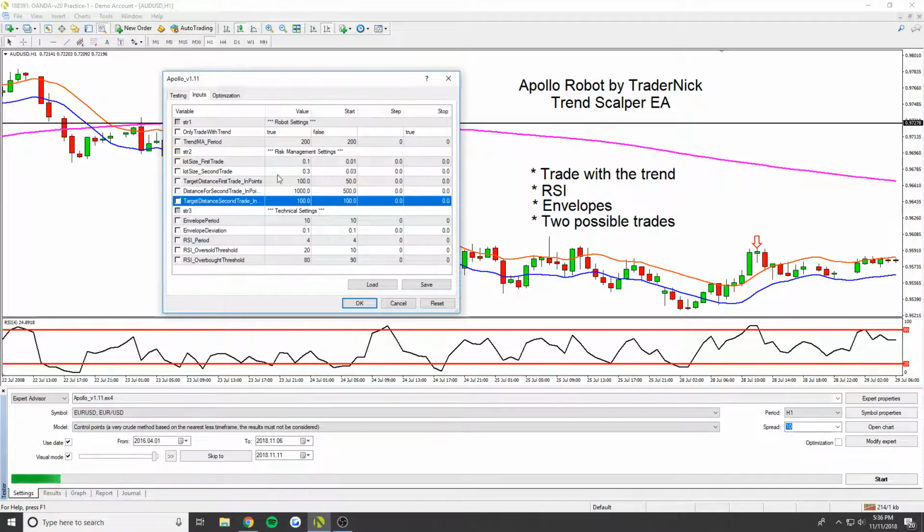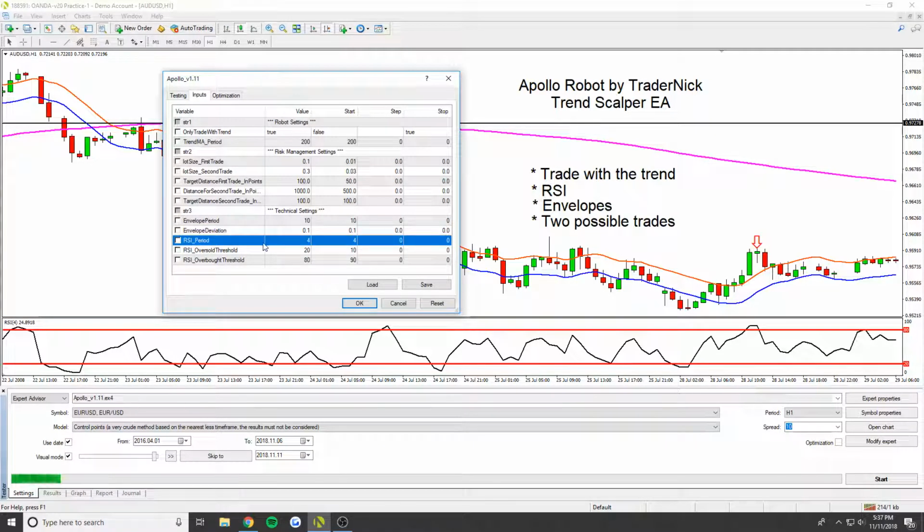Now remember, any of these settings are up to you to change. But for now, I'm going to keep them the default. You'll see that the envelope period is 10. The envelope deviation is 0.1. If you don't know what these two things mean, you can just do a quick Google search on envelopes, the indicator. It's pretty easy to follow.